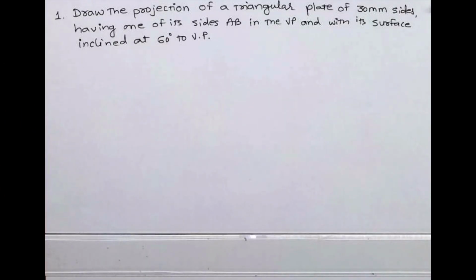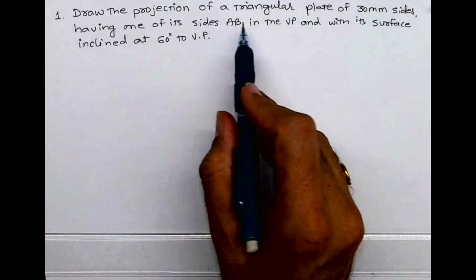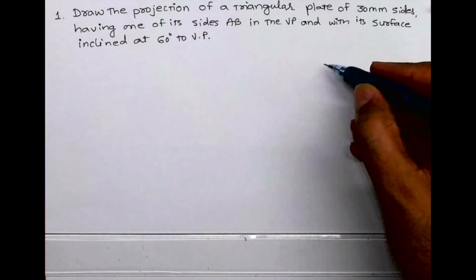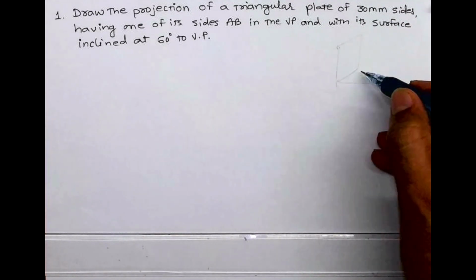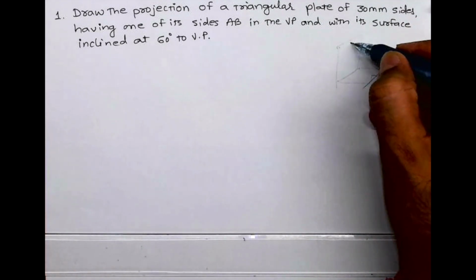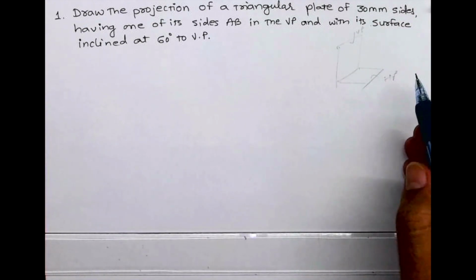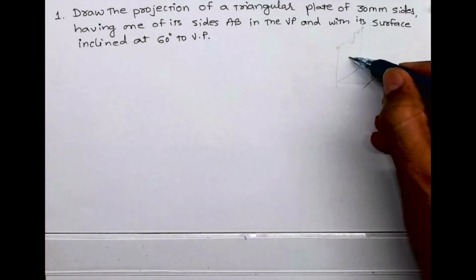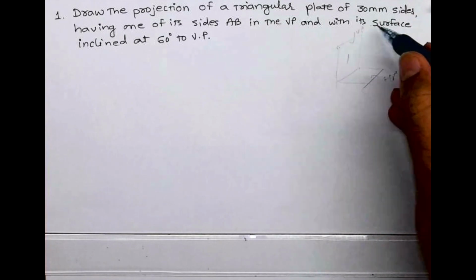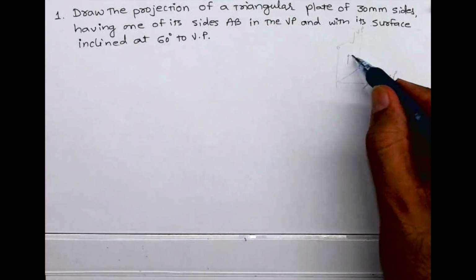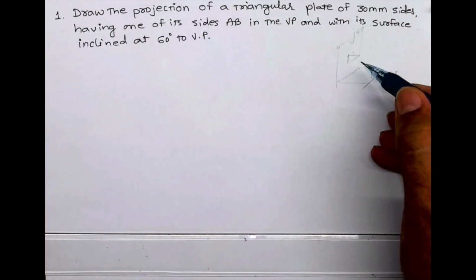Welcome to Technical Drawing. Today we'll see how to draw the projection of a triangular plate of a 30 mm side having one of its sides AB in VP and with its surface inclined at 60 degrees to VP. So now the side is in VP. When you draw, let's say this is HP, VP, the horizontal plane and the vertical plane, and one of the sides is in VP. So that side is like this and the surface is inclined at 60 degrees to VP. So it will be somewhat like this.